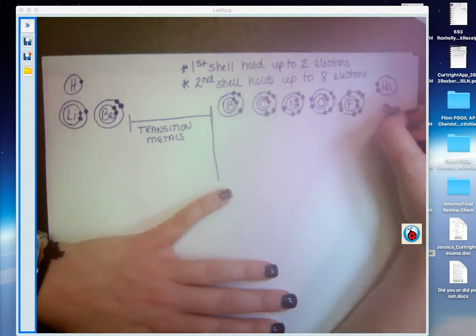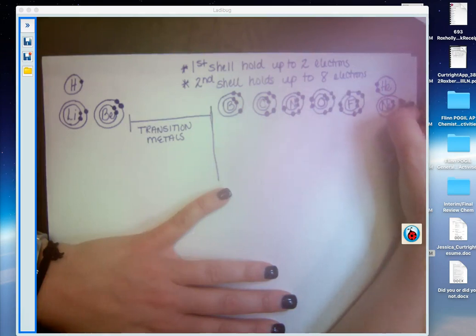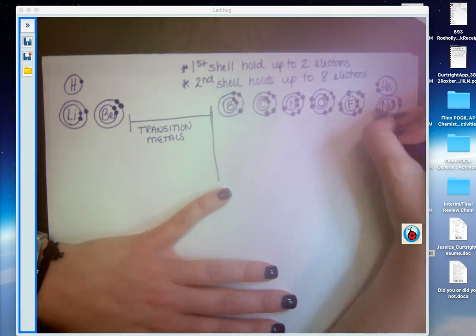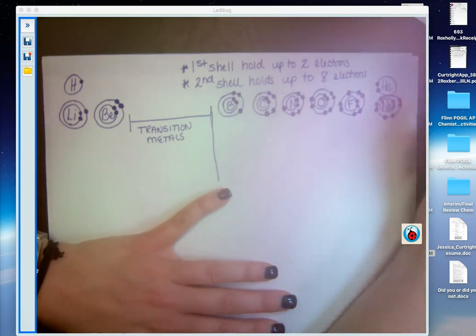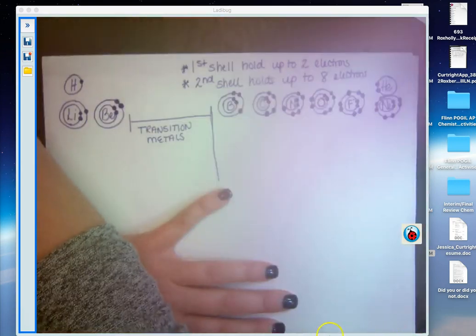And then the last one in this row is neon. So it's going to have 1, 2, 3, 4, 5, 6, 7, 8, 9, 10. So neon's got a total of 10.